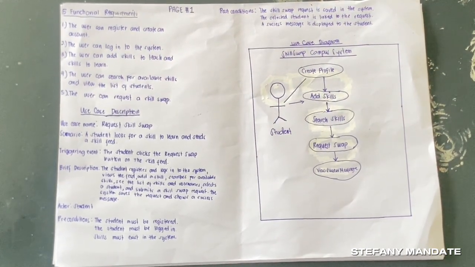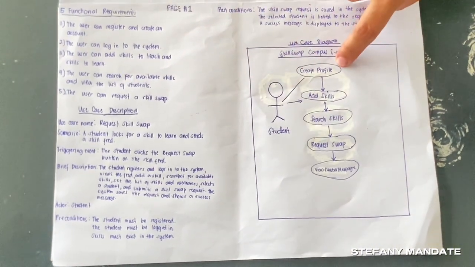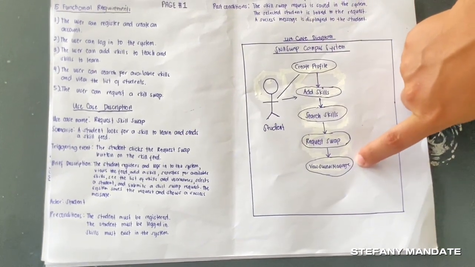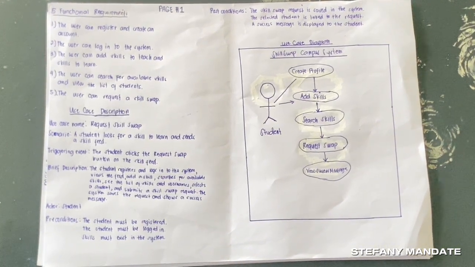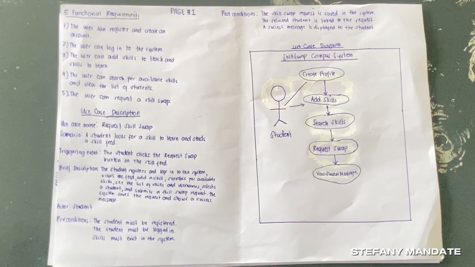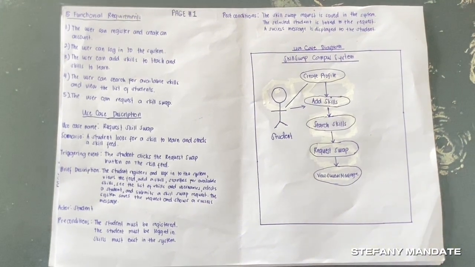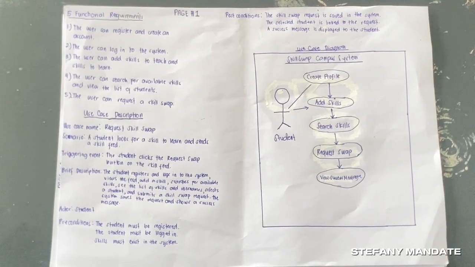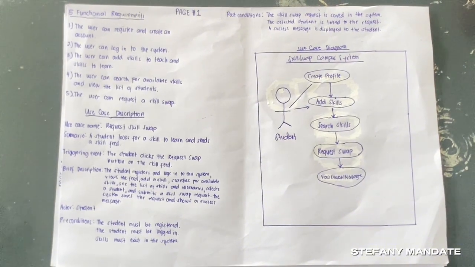In our system, the student is the only user. A student can create a profile, add skills, search for skills, request a swap, and view the status of their swap request. The main use case is the skill swap, where a student selects a skill they want to learn, chooses a classmate, and sends a swap request. The system records the request and updates the student on its status. This use case shows everything a student can do inside the Skill Swap Campus system.